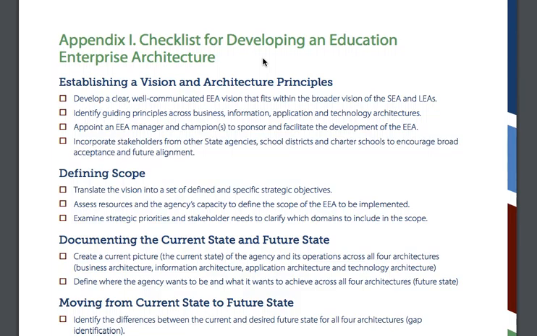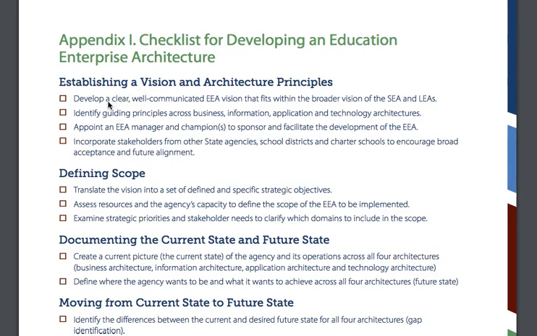I'd like to begin by reviewing with you a resource I found to be invaluable in the pursuit of implementing enterprise architecture, which is the Reform Support Network's Education Enterprise Architecture Guidebooks checklist for developing an education enterprise architecture. We begin by establishing a vision and architecture principles.